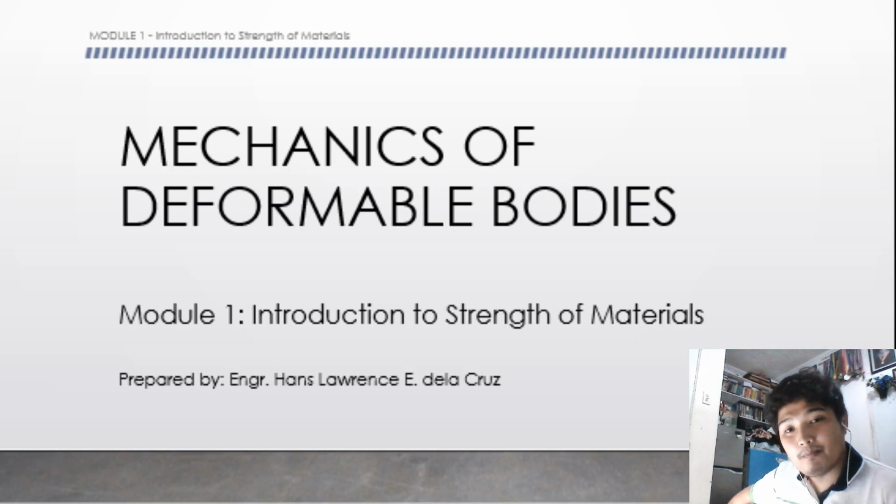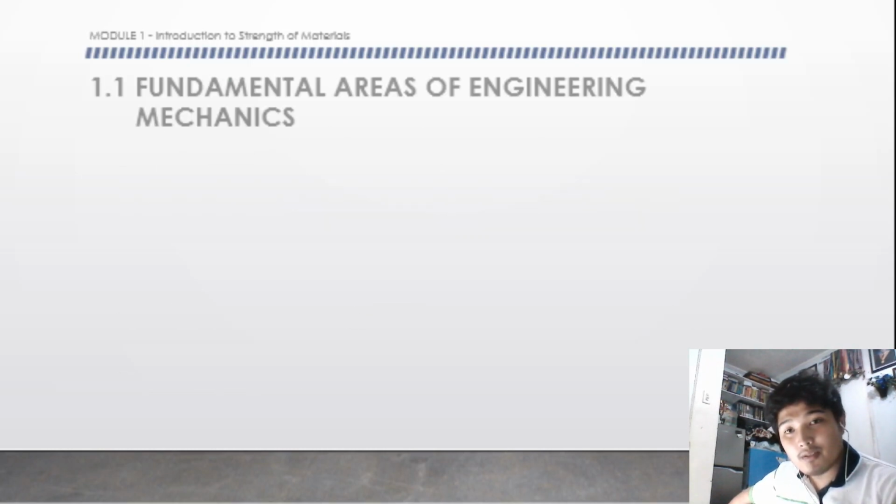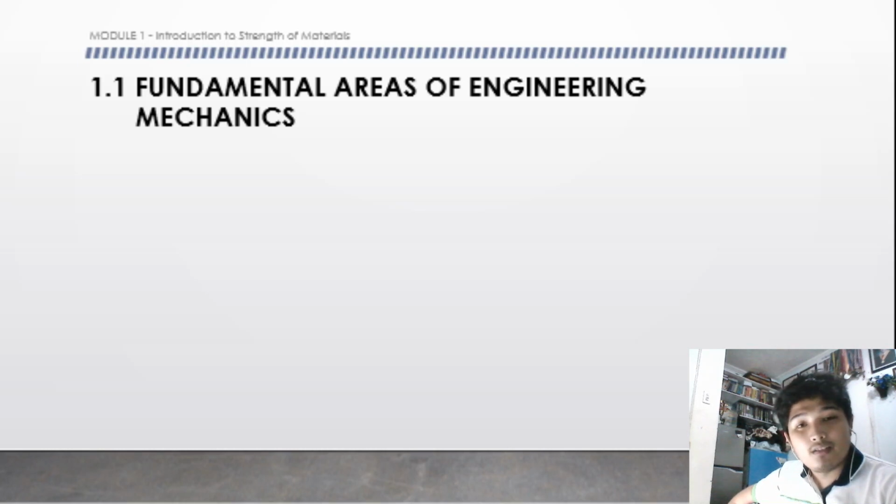In this video, I will introduce to you first our course and we will be discussing the importance of this subject. To start with, let's discuss the three fundamental areas of engineering mechanics. Those are statics, dynamics, and mechanics of material. So define muna natin sila kung sino sila.